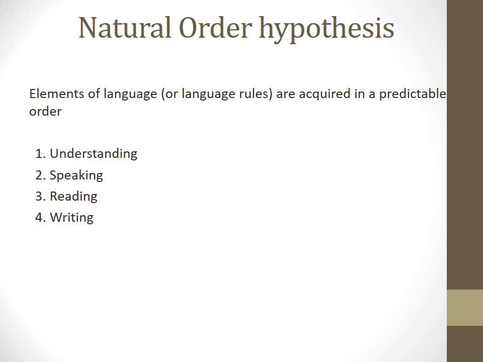Krashen also talks about a natural order of how language happens. The elements of language or language rules are acquired in a predictable order. And we know that children go through a silent period at first when they come and know no language at all. So they are listening actively, they are sponging up all kinds of information, but they may not be producing anything. And that's that silent period. But they are starting to understand. Following understanding, they begin to speak a little bit. And then later they will start doing more reading and writing that are more complex.